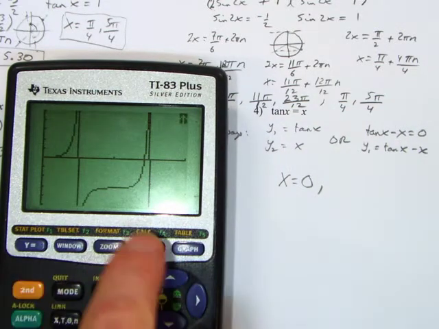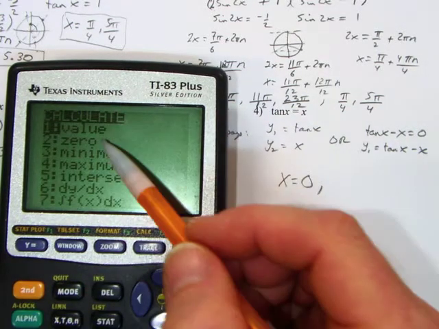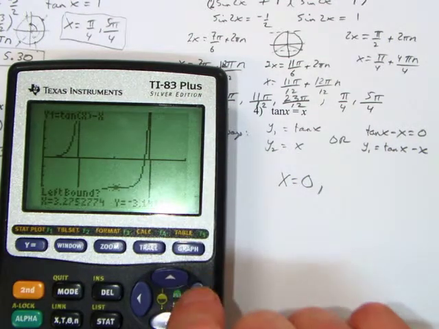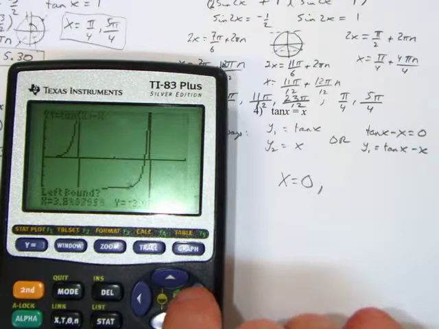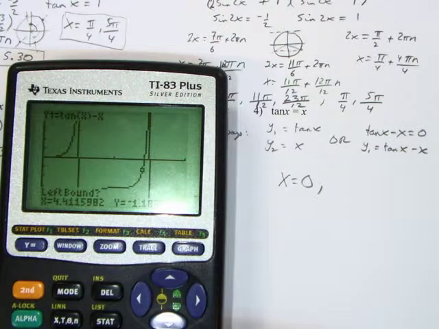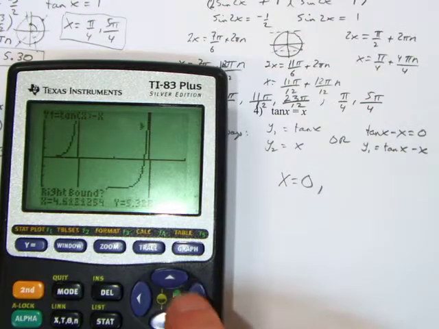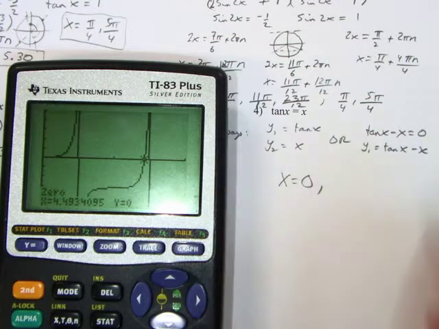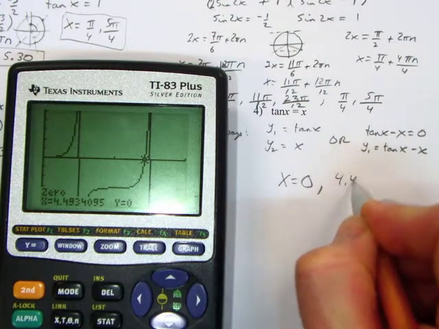Remember, we do second calc, and we would want to find the 0 in this case, so 2. And we want left bound, so I just want to be to the left. I'm just going to move it close to make the window smaller and make it so it's somewhere above. That would be fine. Move it so it's closer, hit enter, and we get about 4.49.